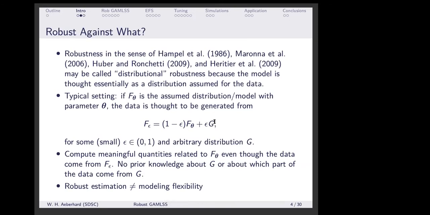A last point I want to make here is something that may seem obvious for many of you, but it can become subtle once you get into more complex models. And it is the distinction between robust estimation and trying to increase the flexibility of a model. To be clear, in the robust estimation context, you typically have a model, f theta, which is considered good enough, and you stick to it. The only thing that changes is the way you compute things, the way you estimate parameters or compute confidence intervals and whatnot. These would be computed in a different way.